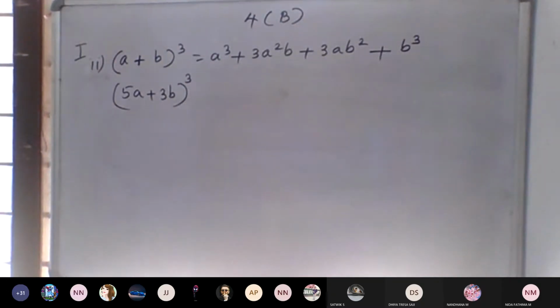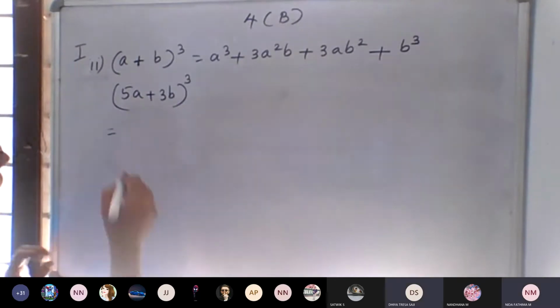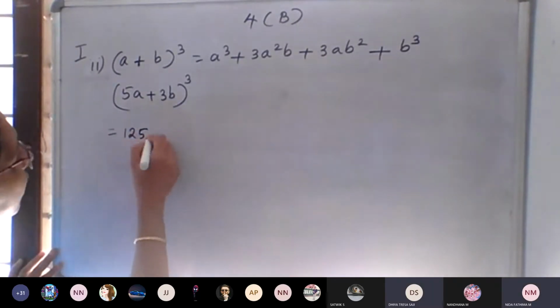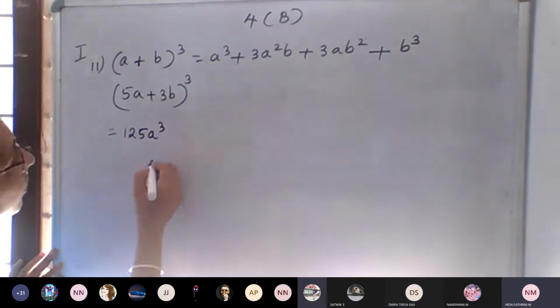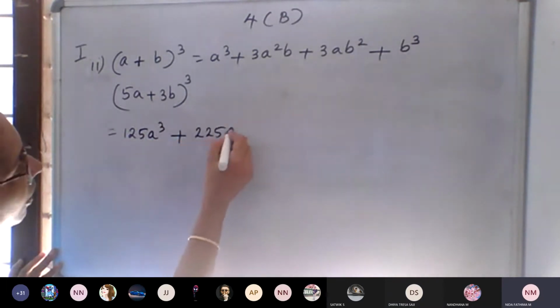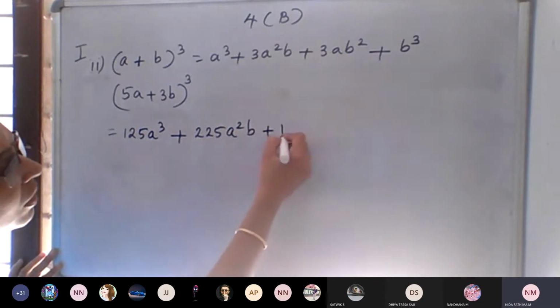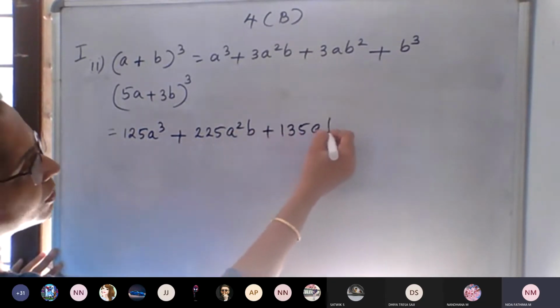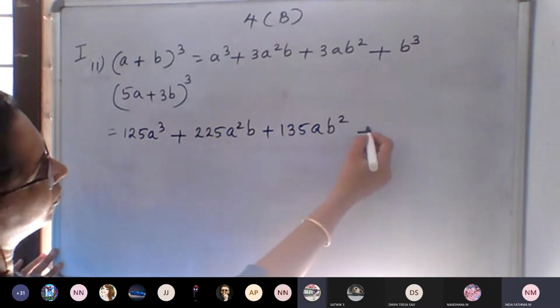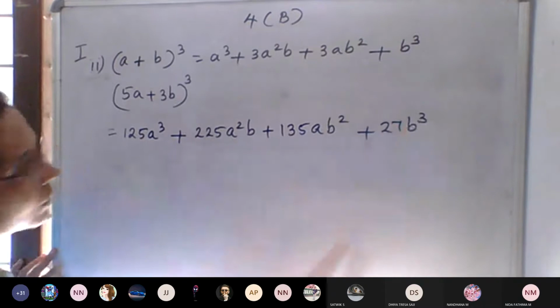Okay. Now so many are there. Okay, tell me. 5a plus 3b whole cube, what can we write? It is equal to 125a cube plus 225a square b plus 135ab square plus 27b cube. All got?